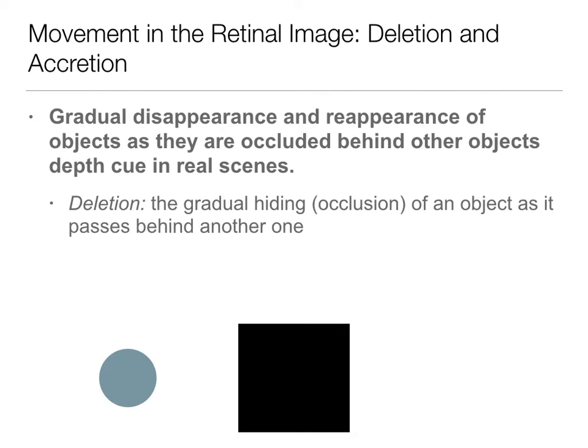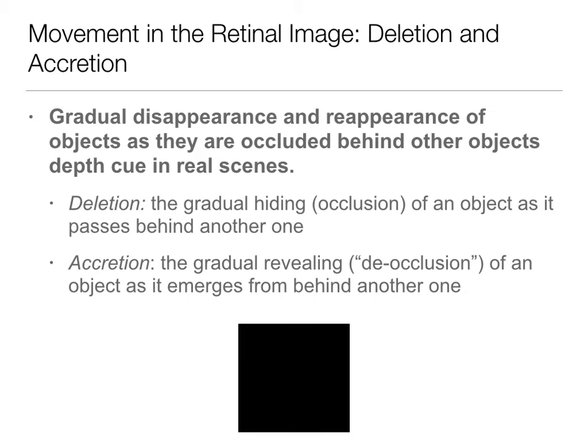So deletion is the gradual hiding of an object as it passes behind another. As this moves behind it, you're going to see less and less of it. So we're deleting it, the gradual hiding of it. It tells us that this is moving behind an object. It tells us information about motion, which gives us information about depth. Whereas accretion is the opposite. It's the gradual revealing of an object as it emerges. We'll start seeing very little of it, and then we'll see more. Okay, and now we see the full thing. So again, deletion is when it hides behind the object. Accretion is when it reveals itself from behind. And again, that's giving us information about depth. Okay, that ends our discussion of dynamic monocular depth cues.